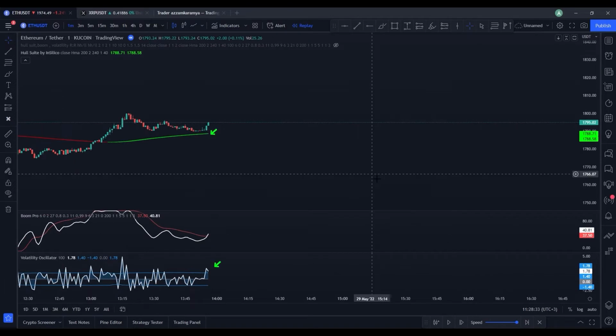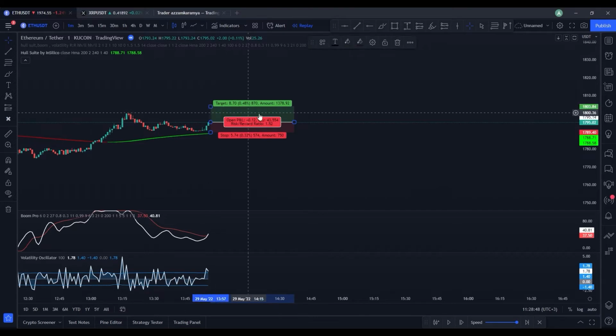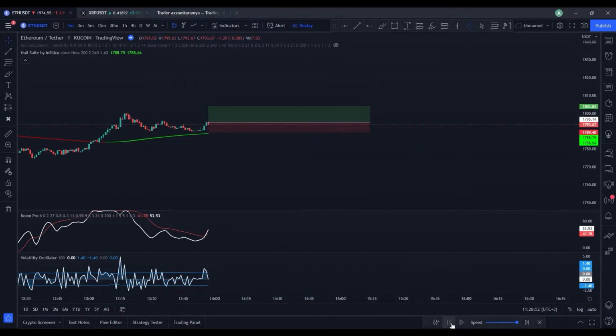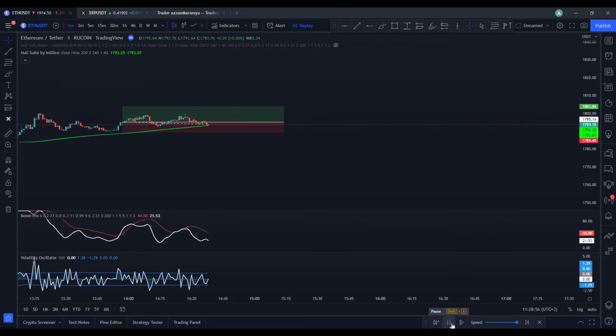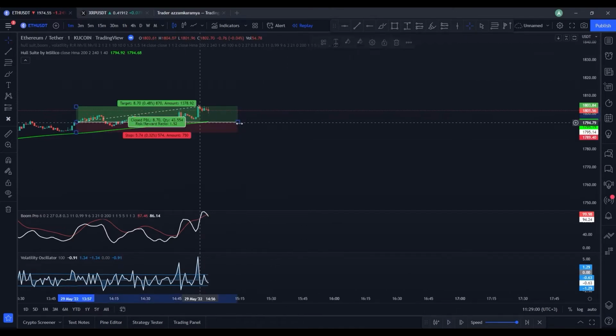Here all conditions are fulfilled. We can take a long position. Our stop loss must be under the recent lower low, and the risk to reward ratio will be 1.5. Let's see what happened to our trade. As we can see, it hit the target.